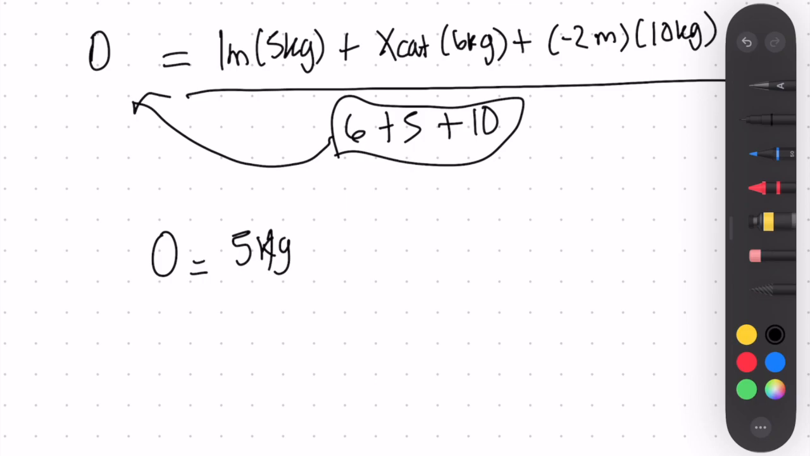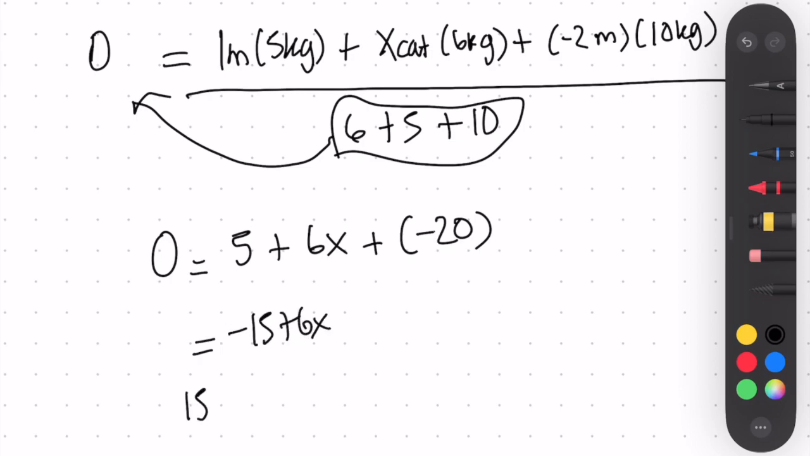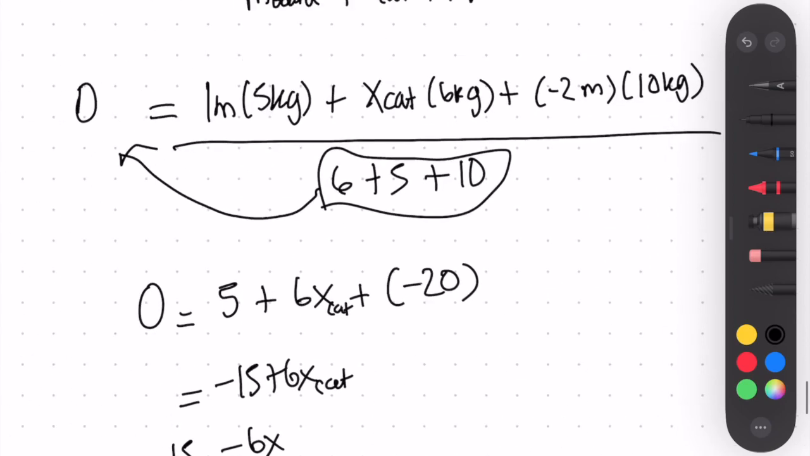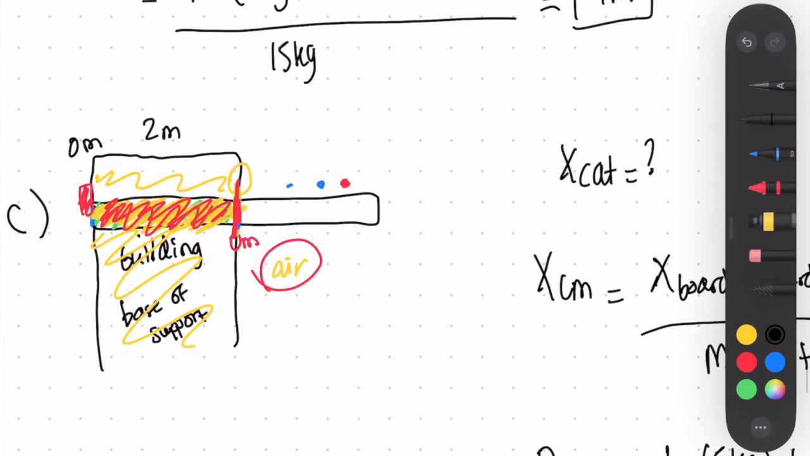I'll just say, you know what, because I don't want to write 5 kilogram meters for every single one, I'll just write 5, and then this is 6x, and this is -20, right? So then we're left with -15 plus 6x. If we add the 15 over, then your x_cat, the center of mass of the cat, would be around 2.5 meters. And that would be 2.5 meters past the edge of the surface. So that means that the cat can literally walk 2.5 meters past this edge of the surface, right?